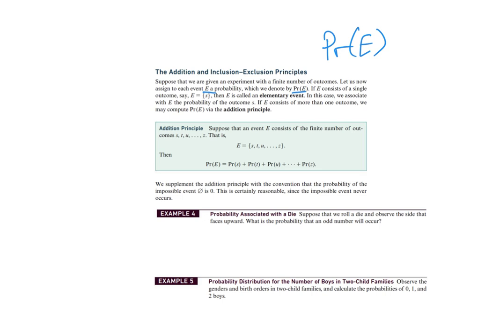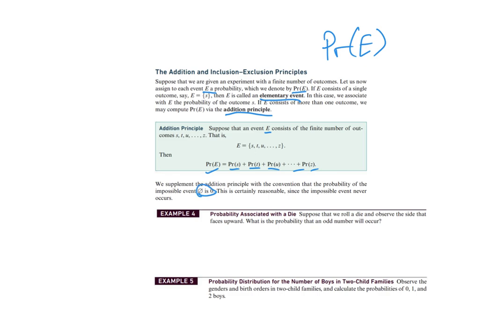If it consists of a single outcome, it's called an elementary event. If it consists of more than one outcome, we may compute the probability of that event by the addition principle. So the addition principle: suppose that E consists of a finite number of outcomes, then the probability of E is the sum of all these individual probabilities. The probability of an impossible event is 0.